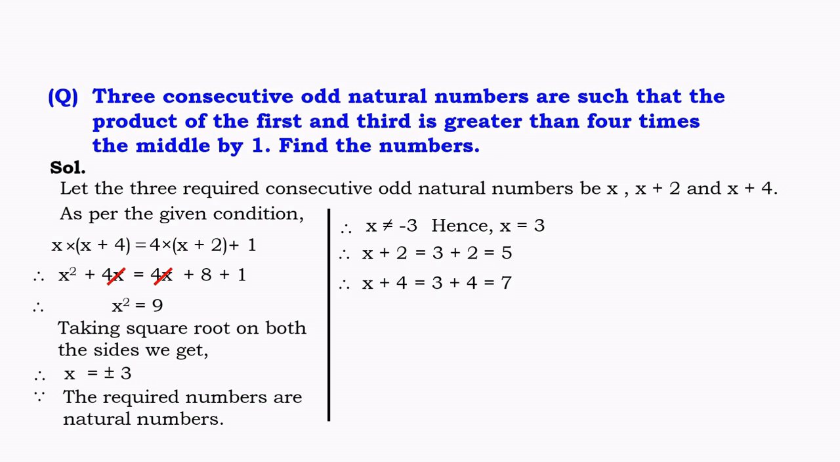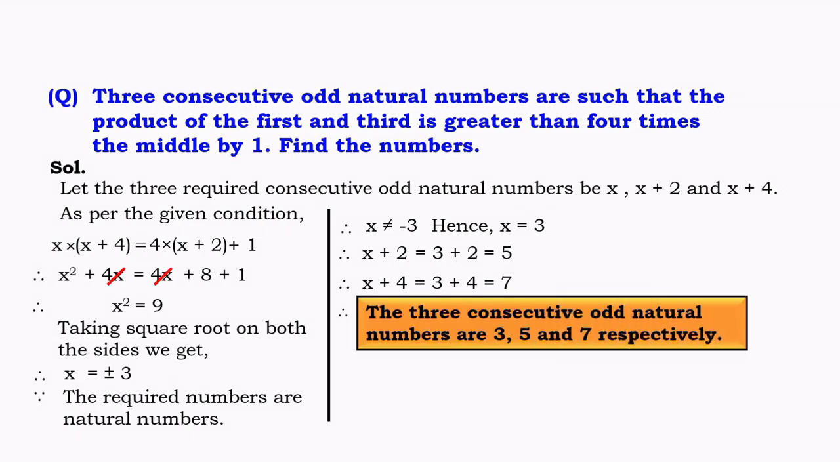Let us verify the answer. The product of the first and third numbers is 3 multiplied by 7, which equals 21. 4 times the middle number is 4 multiplied by 5, which equals 20. 21 is 1 more than 20. Therefore, the condition given in the question is satisfied. Hence, the required three consecutive odd natural numbers are 3, 5, and 7.